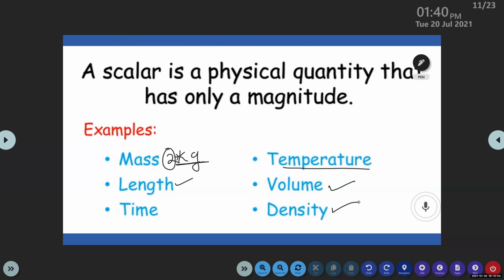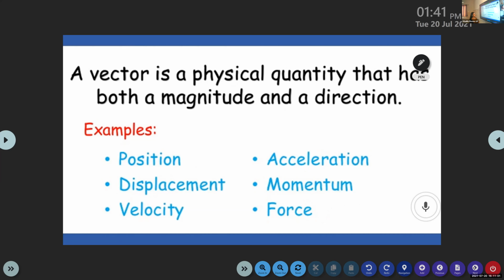Both magnitude and direction. Very good. So vector quantities are those quantities that have both magnitude and direction. A vector is a physical quantity that has both magnitude and direction, and is called a vector quantity.